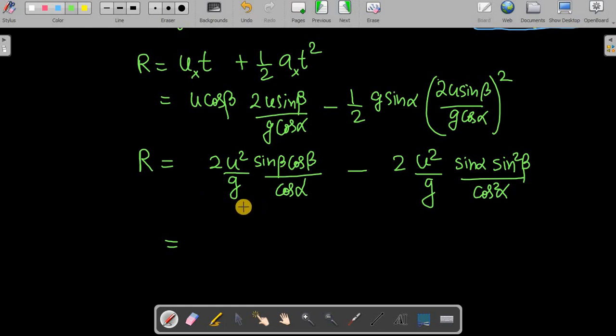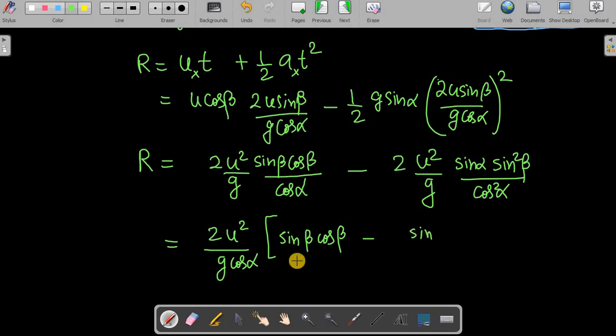Then maxima-minima concepts can be applied here. Suppose I take 2u squared by g cos alpha out, then what are we left with? We are left with sin beta cos beta, right? Minus, here, since 2u squared by g comes out, sin alpha, and even sin beta can be taken out, isn't it? Take sin beta out. Suppose I take cos square alpha instead of just cos alpha, so here what do we get?